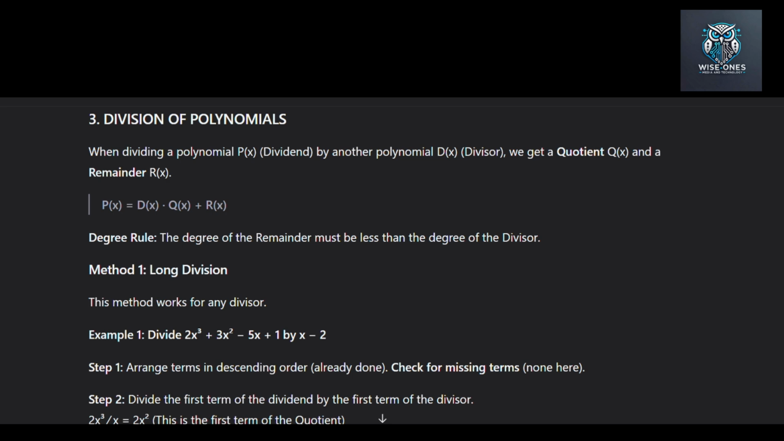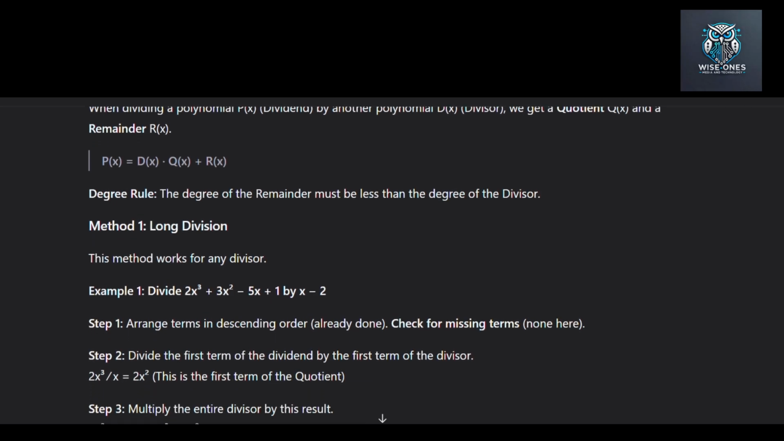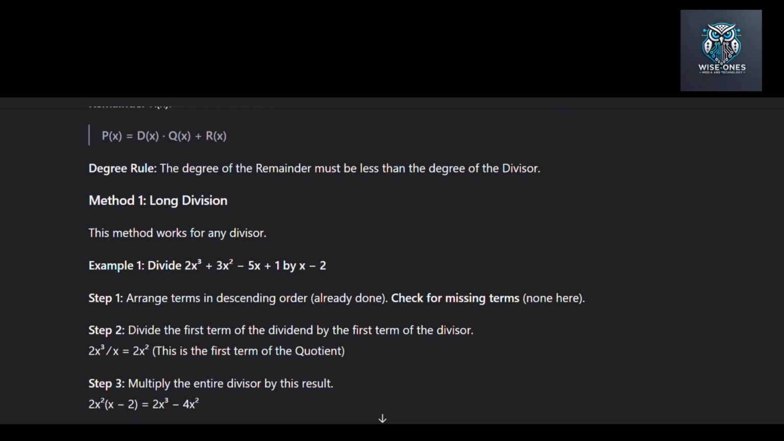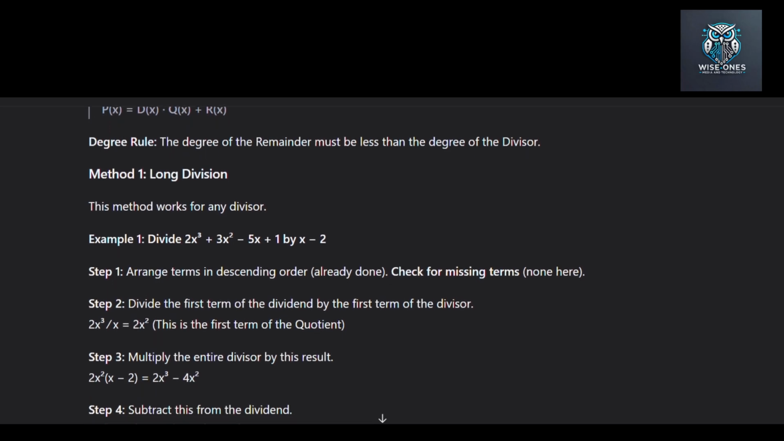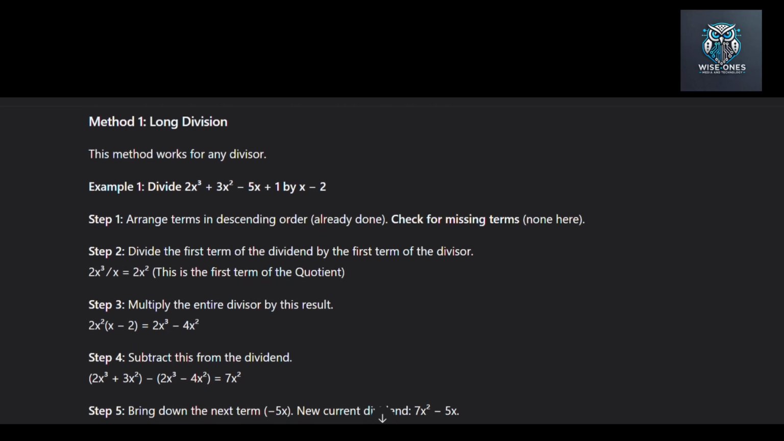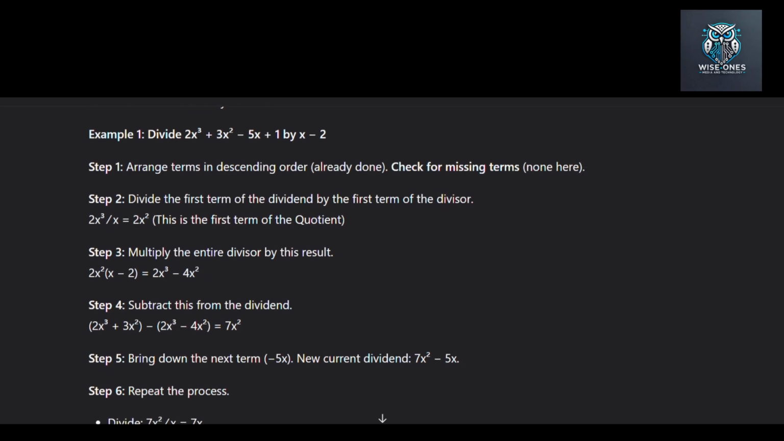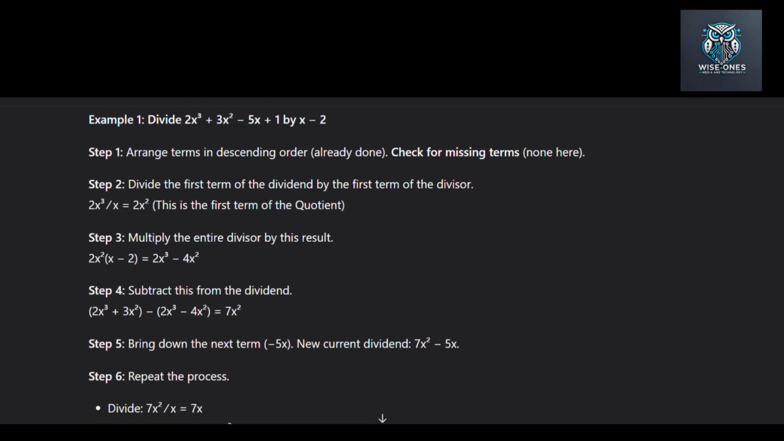If you are dividing by x squared, the remainder can have an x term. We have two methods. Method 1 is long division. This method works for any divisor. Let us look at example 1. Divide 2x cubed plus 3x squared minus 5x plus 1 by x minus 2.